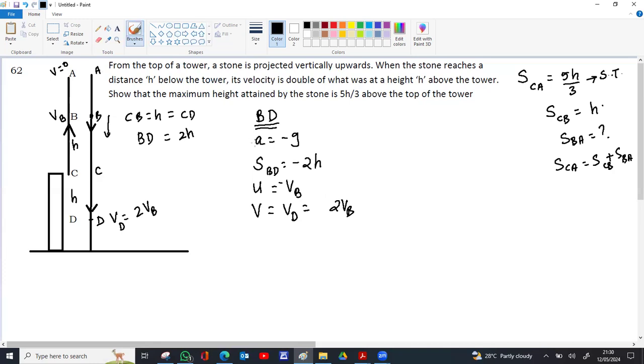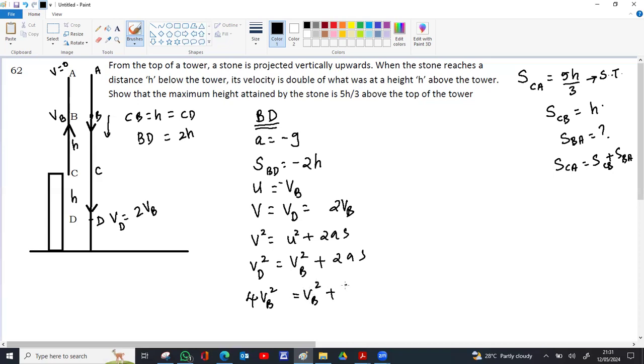Now this connection is very clear: v square equals u square plus 2as. For point D, Vd square equals Vb square plus 2as. Vd is 2Vb, whether it's negative or positive doesn't matter, it's going to be squared. So Vd square will be 4 Vb square.